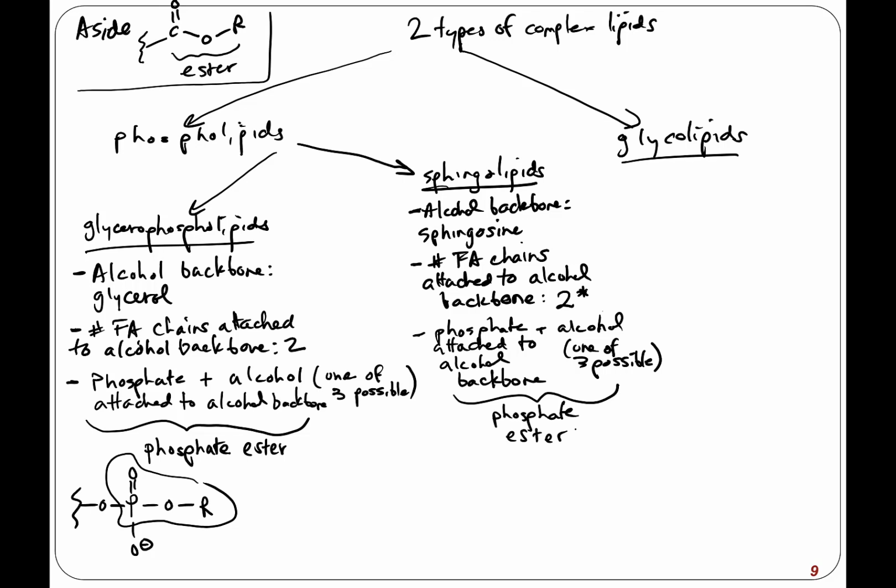Now the third class, the glycolipids. This may sound like glycogen to you, or something that's related to a carbohydrate, and if you picked up on that, you were right. Because the alcohol backbone is the same as that of a sphingolipid, so it's sphingosine. And then we've got the same thing, fatty acid chains, but instead of a phosphate ester being attached to the alcohol backbone, it's typically either glucose or galactose, so a monosaccharide.